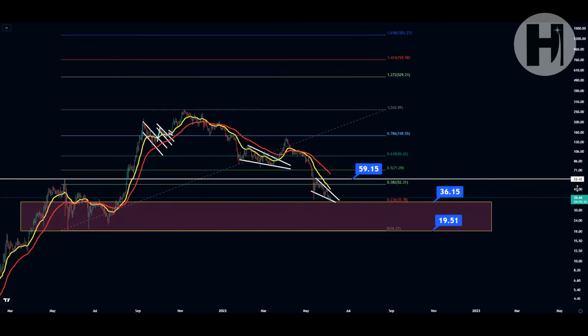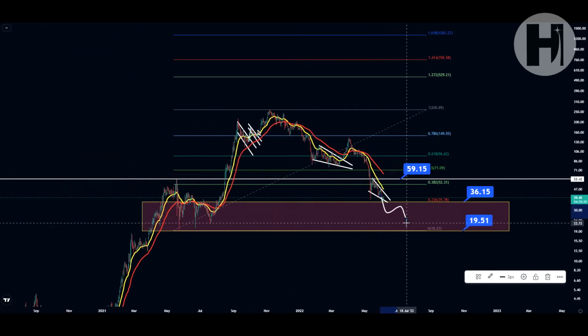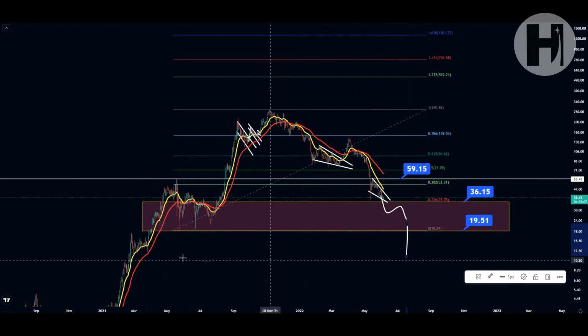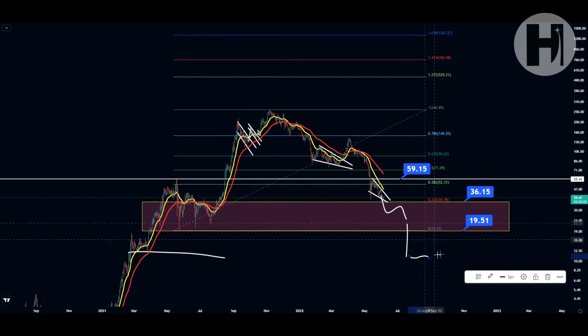Now, it all depends on Bitcoin. Obviously, if we see Bitcoin drop all the way to $20,000, there is a possibility we could even wick below this buy zone, right? And you do have a support zone down here at $12, so potentially you could come all the way down there, and that would be our bottom.